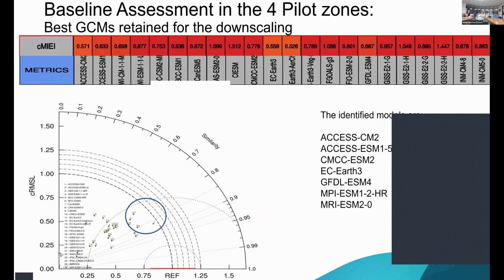So from the initial set of GCMs, the 37 models, we identified a subset that performed consistently well across all basins. The models we retained are listed in this slide. Each of these models demonstrated strong skill in capturing the local climatology, making them suitable for bias correction and further downscaling. It's important to note that even the best performing models still exhibit some biases, which is why we incorporated bias correction techniques to ensure that our downscaled outputs are reliable for local scale applications.